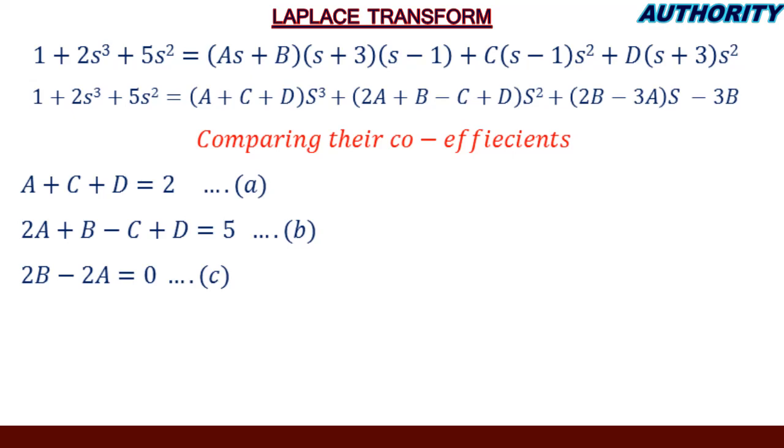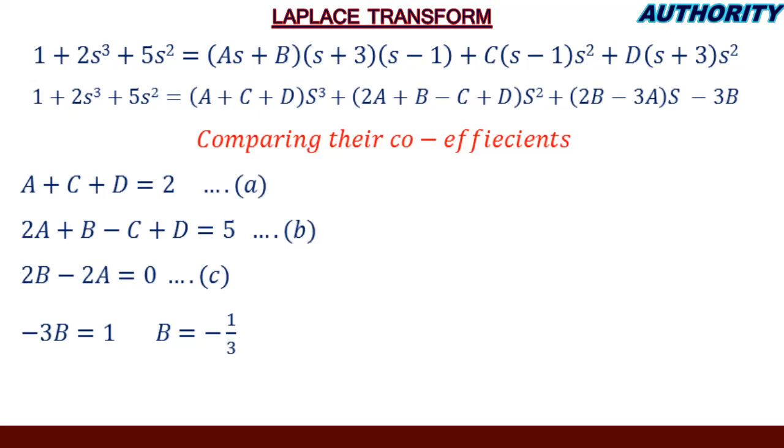The last one, the coefficient of s raised to power 0 in the right hand side is minus 3b, equal to the coefficient of s raised to power 0 in the left hand side, which is 1. So minus 3b is equal to 1. Making b the subject, b is equal to minus 1 all over 3. Using comparing coefficients, we obtain the same value for b as what we obtained when we set s squared equal to 0. Is that clear?